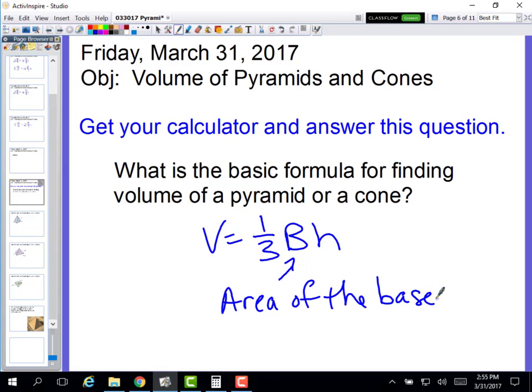So we look at the base of the shape, and if it's a rectangular base, then I'm going to substitute length times width in for this base. If it is a triangle, then I'm going to substitute in base times height divided by 2. If it's a circle, I'm going to substitute in pi r squared. Okay, so let's see if we can do a few questions real quick.